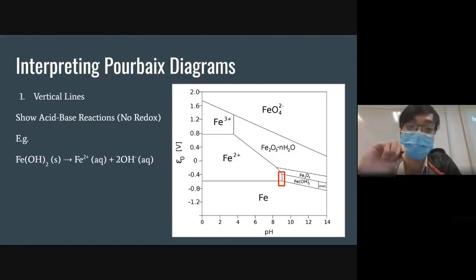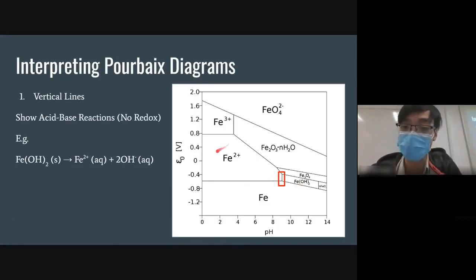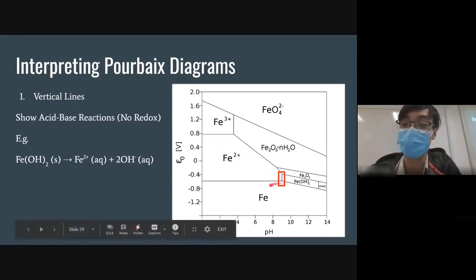First, vertical lines. Vertical lines show acid-base reactions. For example, with iron 2 and iron 2 hydroxide, the dominant form in the solution will change depending on the pH. This is just a simple acid-base reaction. When your pH is higher, you prefer to be in iron 2 hydroxide; when pH is lower, you prefer to be in iron 2. There's no redox involved in this reaction. It only depends on the pH, so that's why it's just a vertical line, and the dominant form will just depend on the pH of the solution.